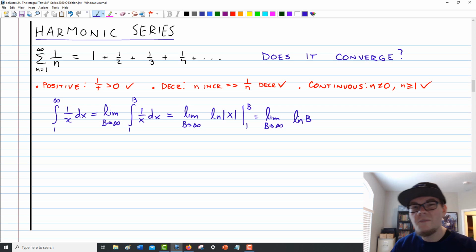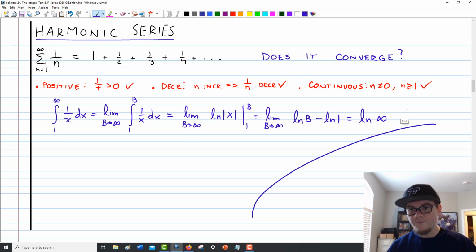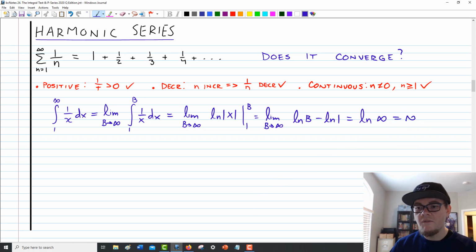Now, that transforms this into the ln of b, and since b is going to infinity, I'm going to go ahead and drop the absolute values, and then we're going to subtract the ln of 1, which we know is 0, which means this integral is equal to the natural log of infinity. But wait, we already saw the natural log of infinity. I mean, infinity is going that way. ln of infinity is indeed infinity.